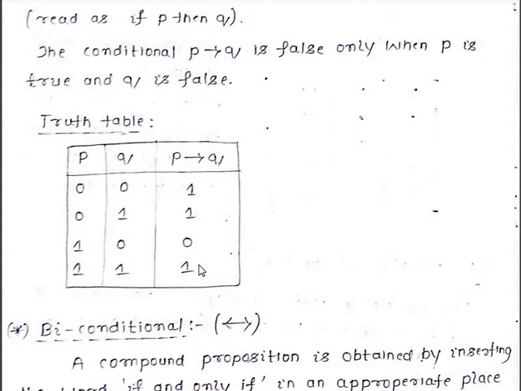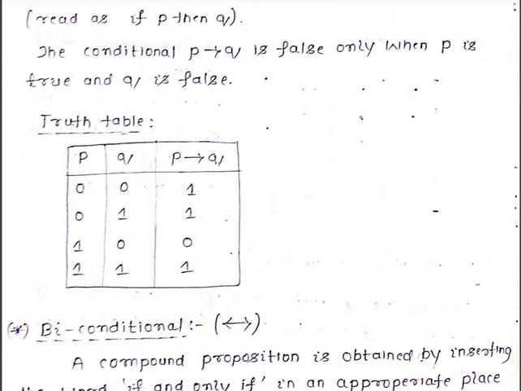In short, how to remember this? You can remember it as 100. If P is 1, Q is 0, the answer will be 0. See, 1, 0, 0. In all other cases it is 1.